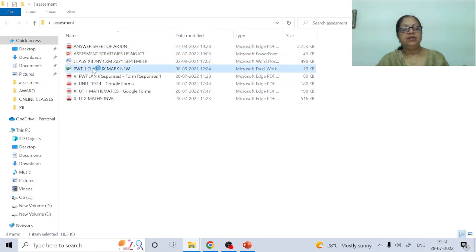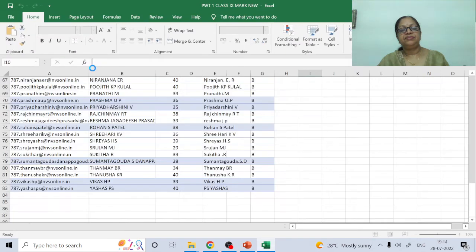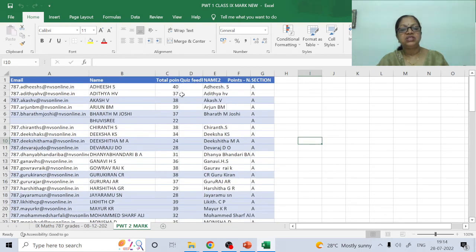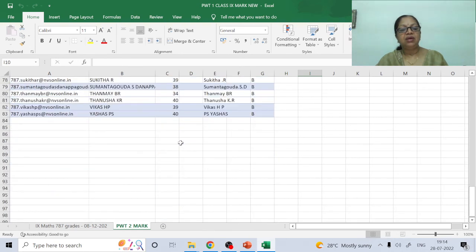And for another class, this is the mark of the unit test, one periodic test for class 9th. In the Google Form responses, the total points scored out of 40 are collected, and we can record the marks. Their email ID or their Microsoft Teams ID we can create, and they can send the marks, and we will record the marks in the form of an Excel sheet.